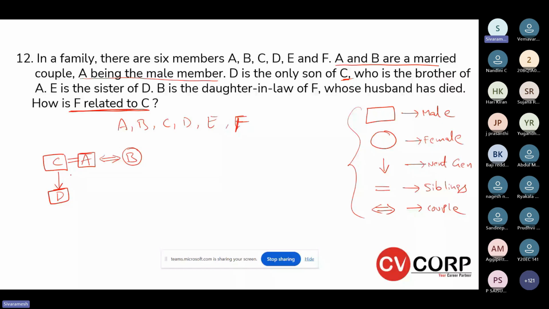So the next statement is E is sister of D. Obviously sister means siblings. E is sister of whom? D. So obviously I can write a circle because sister is a female character. So E is sister of D.